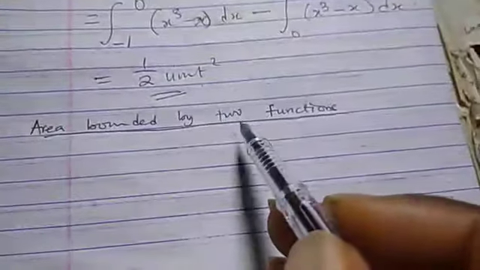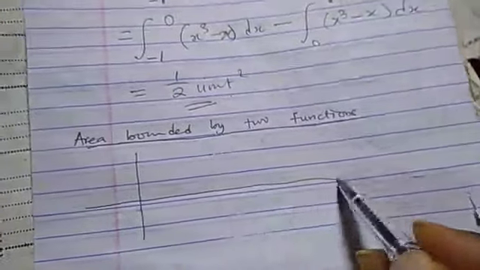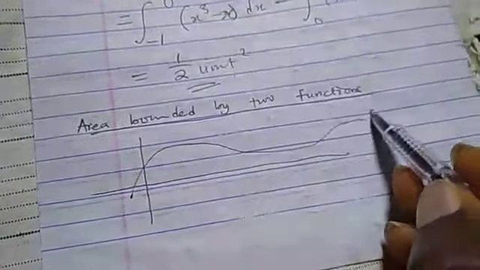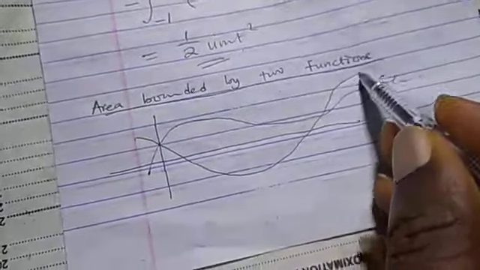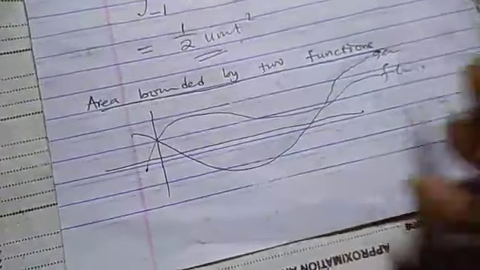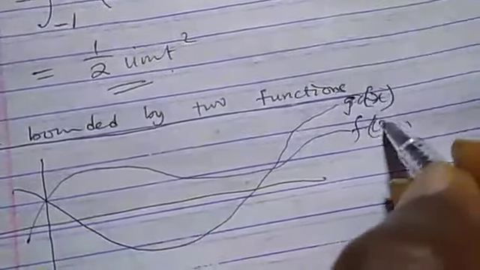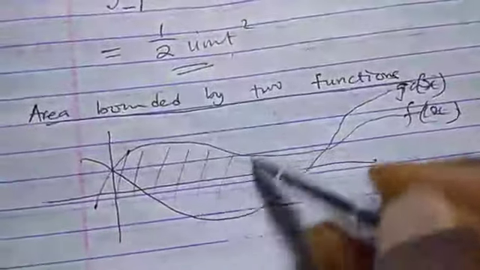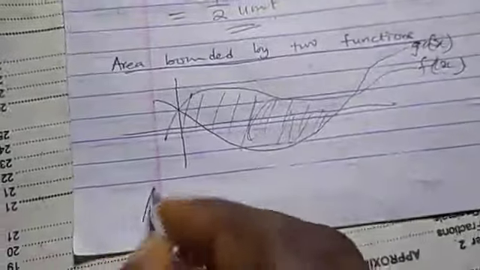Let's consider area bounded by two functions. This is what we are trying to say. Let's say we have a function f here. This is f of x. And we are having another function g of x. The question is, can we find the area between them? So the formula is this.